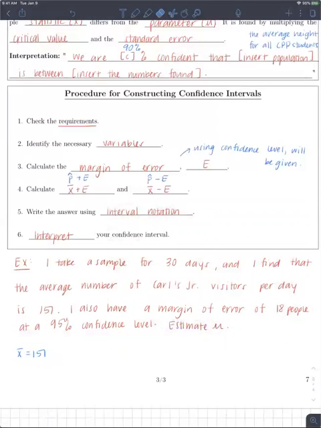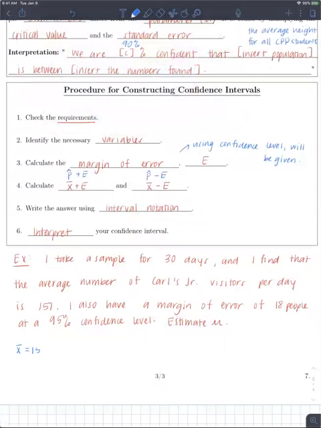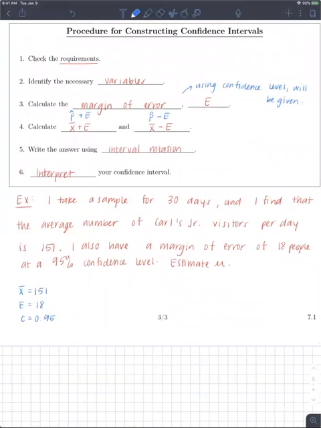X bar is 151. And then E is going to be 18. C, I'm going to consider as 0.95, right? I'm going to convert it to a decimal, same way we did with alpha. And then my confidence interval: 151 minus 18 is 133, and 151 plus 18 is 169. And so that would be my confidence interval.